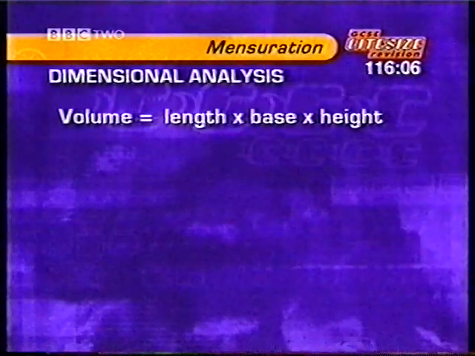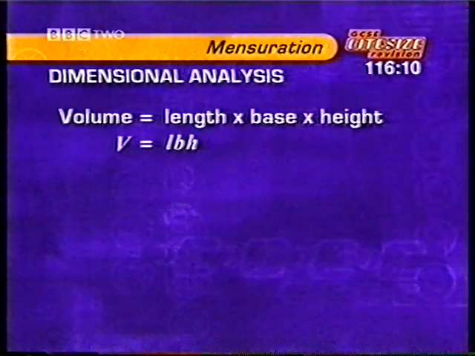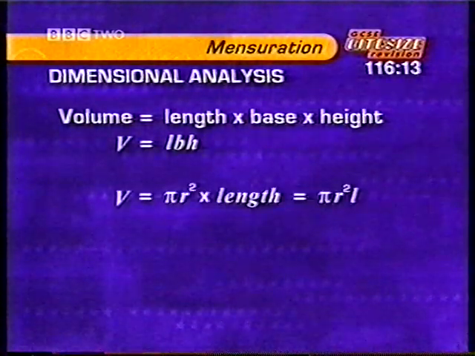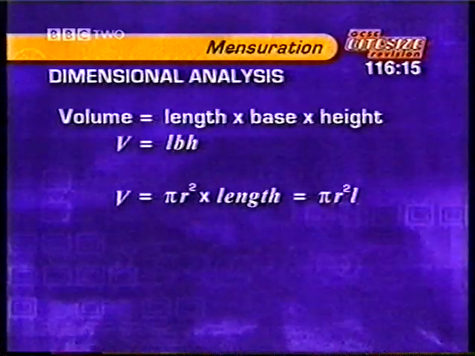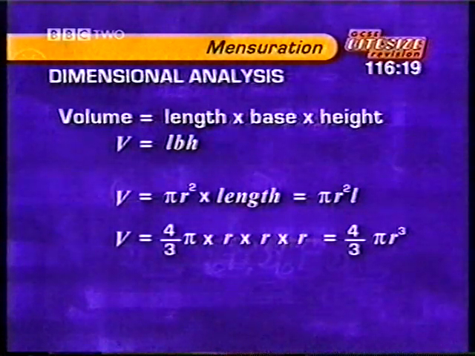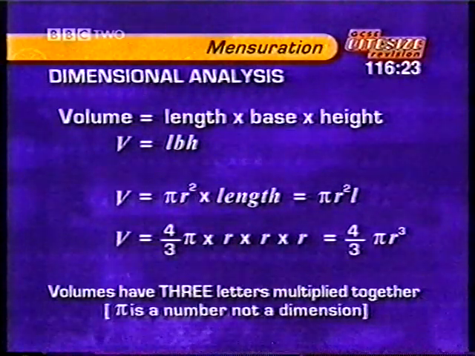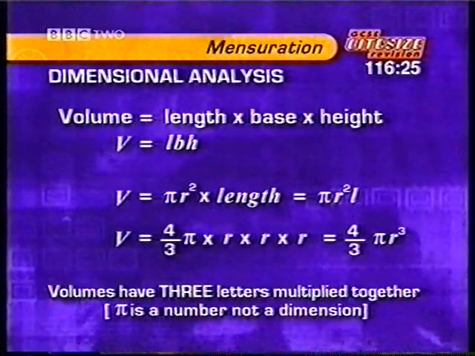With a volume, we multiply three lengths together, for example length times base times height, or pi r squared times length, or 4/3 pi times radius cubed. So with a volume, three letters representing lengths are multiplied together. And again, don't forget pi is just a number.